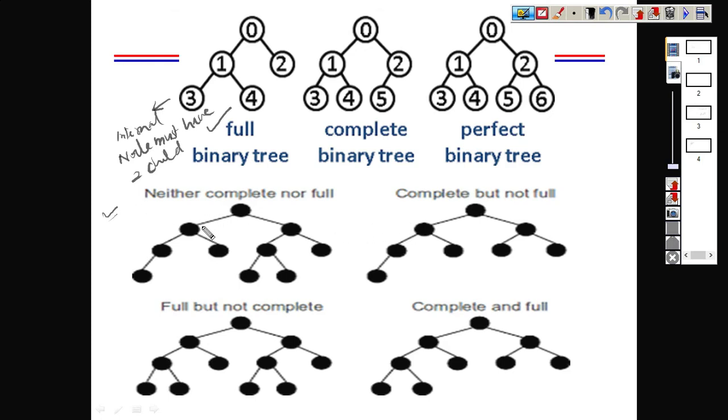So if you look at this, now this is said to be neither complete nor full. Why is this neither complete? Because if you want to have a complete tree, then the nodes must be inserted from left to right. What does it mean?